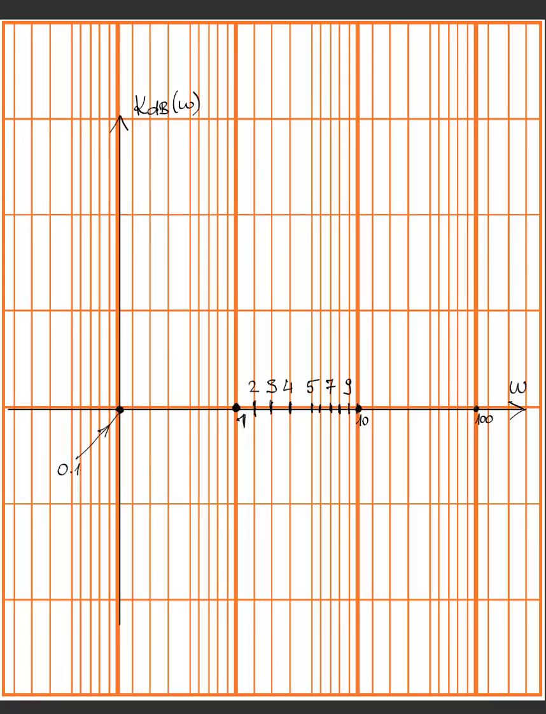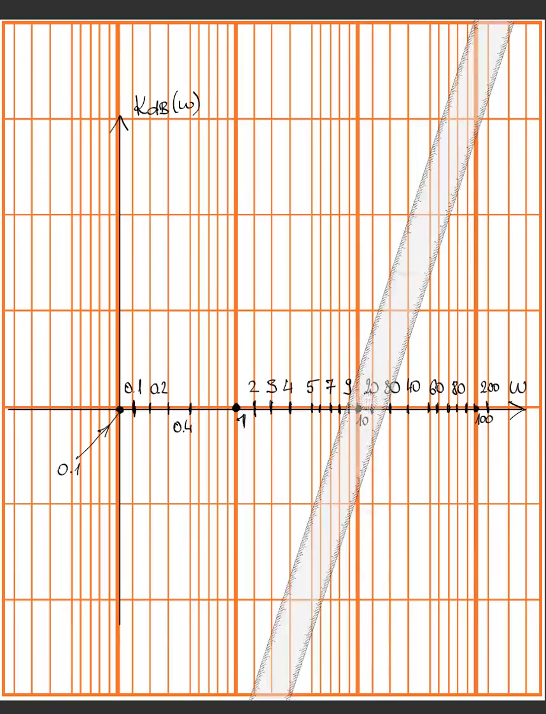So in the next, this will be not 11, but 20. This will be 30. This is 40, 50. This is 60, 70, 80, 90, and 100. So in the next, this value is 200. Okay, this value is 0.1. This value is 0.2. This is 0.3, 0.4, and so on.